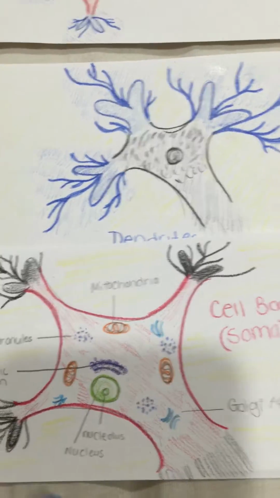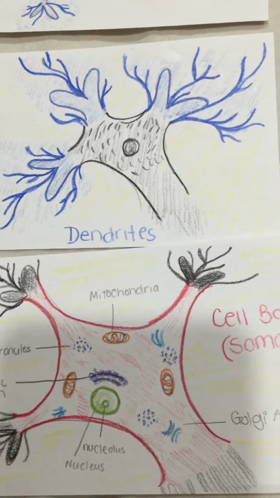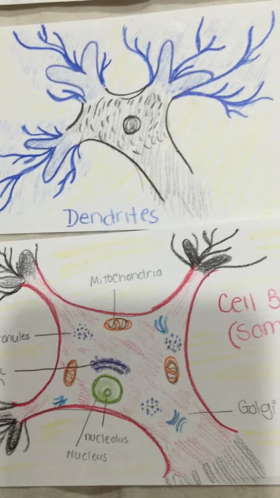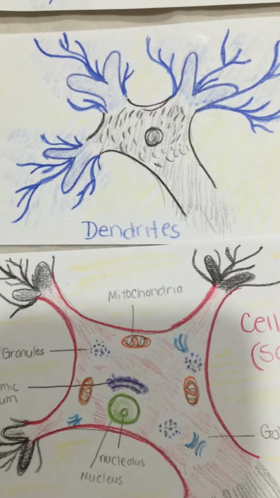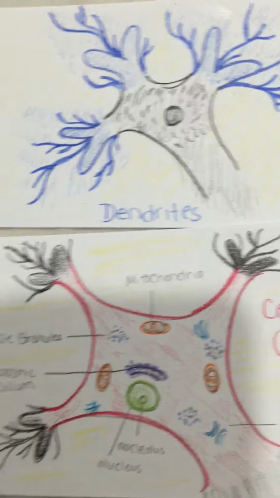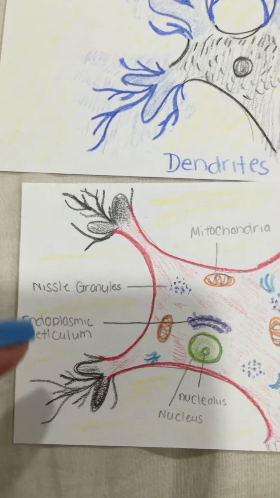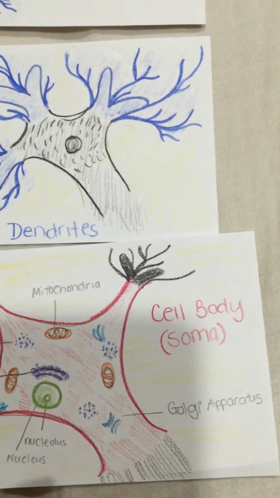So right here we have the cell body, also known as the soma. So this is basically the factory of the neuron cell. It produces all the proteins for the dendrites, axon, and synaptic terminals. It contains the mitochondria, the Nissl granules, endoplasmic reticulum, nucleus, Golgi apparatus.